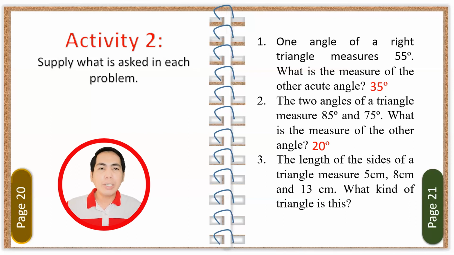And finally, number 3, the lengths of the sides of a triangle measure 5 cm, 8 cm, and 13 cm. What kind of triangle is this? If we look at the lengths of the sides, we have different measures. Since the three sides are not equal in length, this triangle is a scalene triangle, because a scalene triangle is a triangle in which no sides are equal in length.